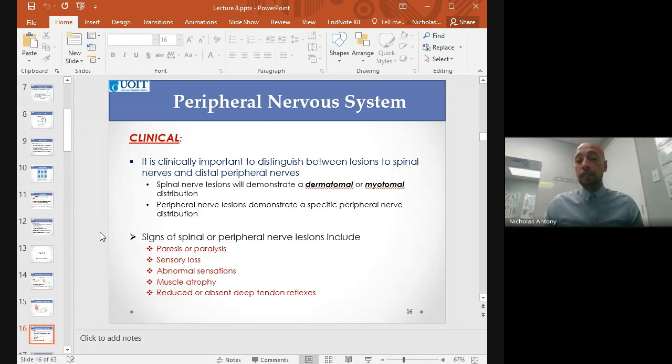Now clinically, we did say that all of the peripheral neurons are mixed. So therefore, if we have an issue with the peripheral nerve, we're going to lose sensory and motor, and that's the key. Clinically, it's important to note that, has anyone ever heard of a disc herniation?